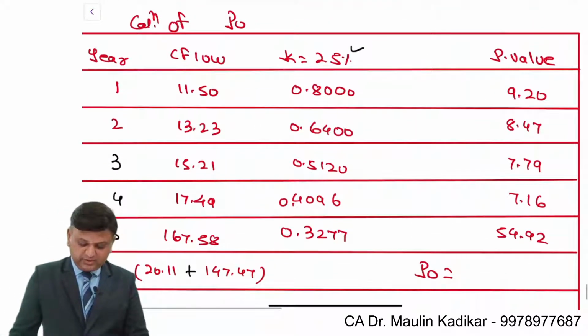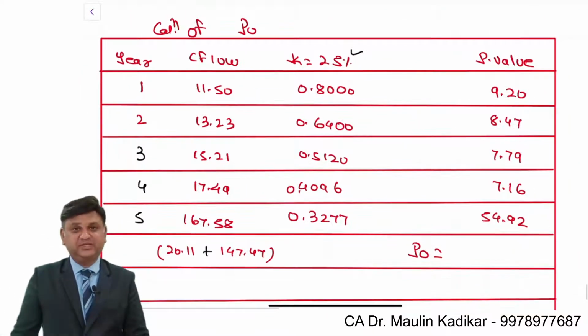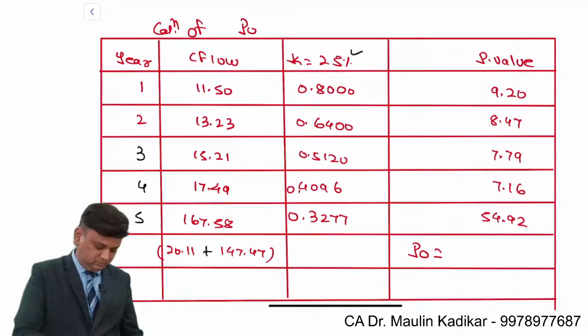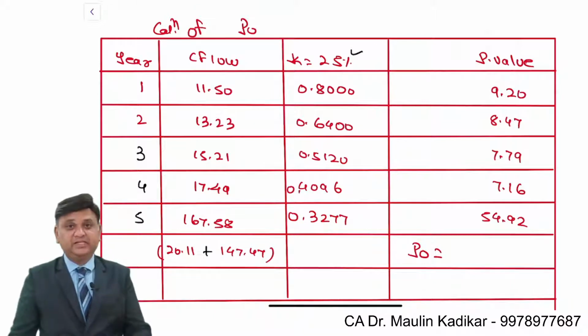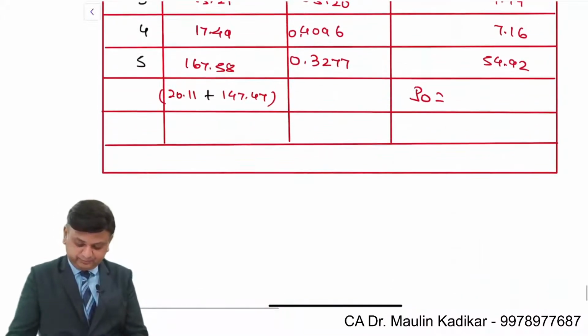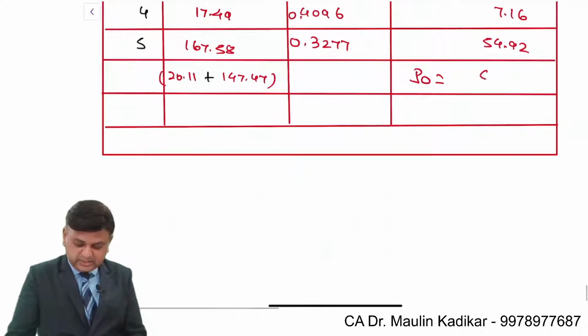Taking into account all of them, we will make the calculation of the P0. 9.2 plus 8.47 plus 7.79 plus 7.16 plus 54.92, that comes to 87 rupees 54 paise. That is the way the P0 is calculated. Write the answer.